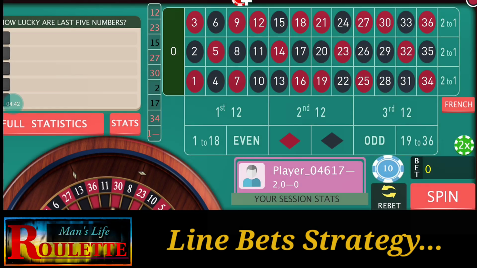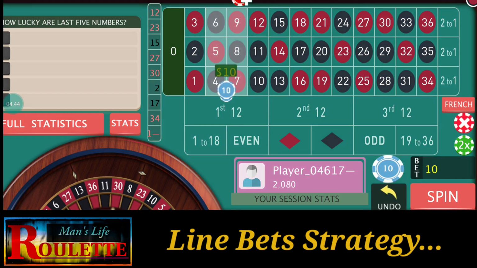Last spin I won, and that was a $20 spin. So this time again I will go with the $10 spin.